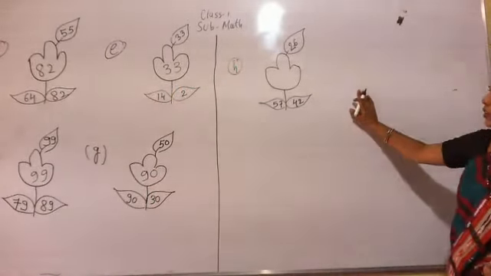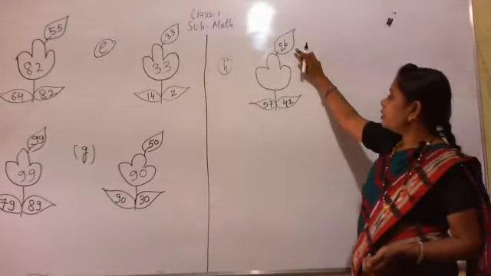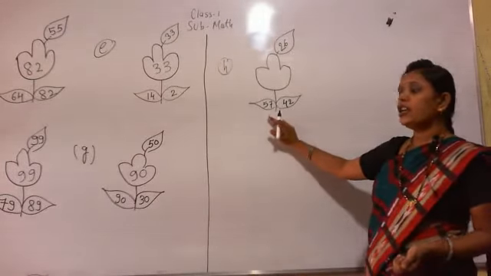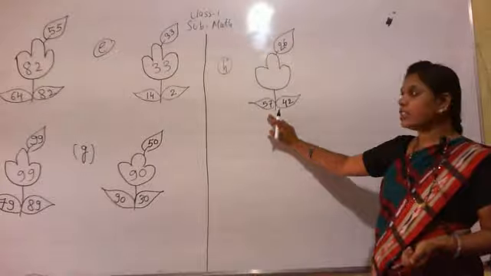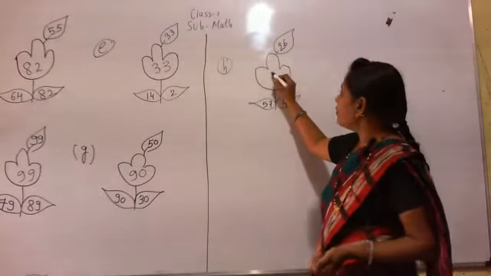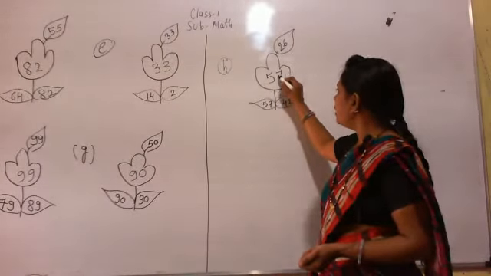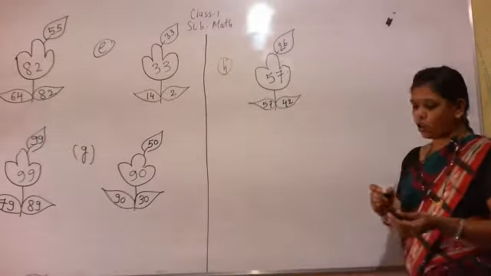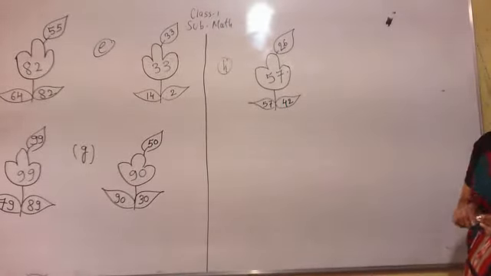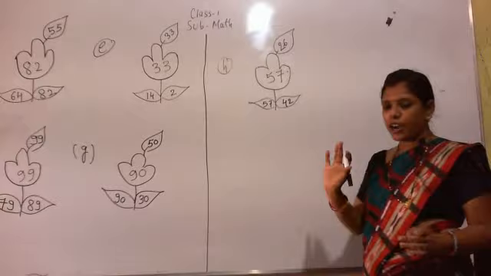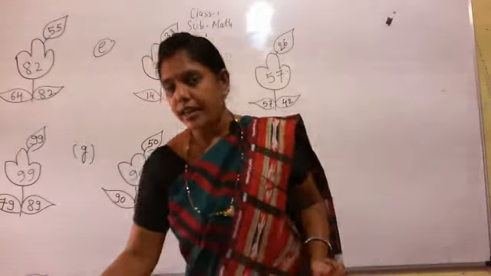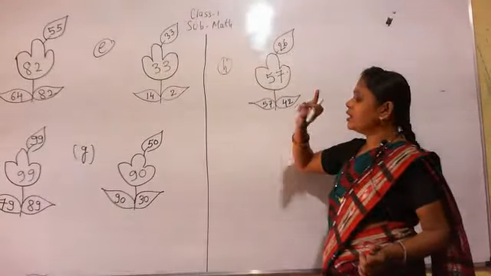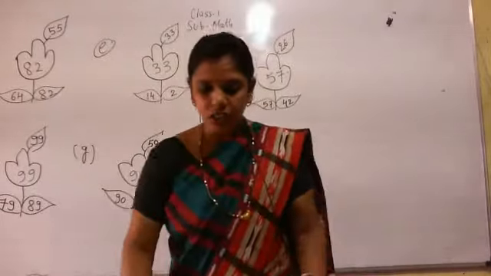Now see the last question. What are the numbers? 26, 42 and 57. And the largest number is 57. So write here 57. I hope all of you have understood how we have done these questions. We only identify the largest number and then we write the largest number inside the flower.